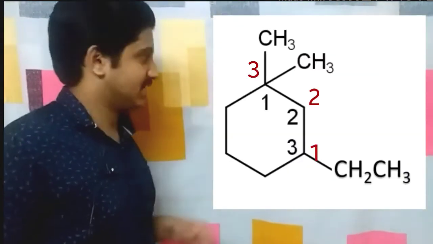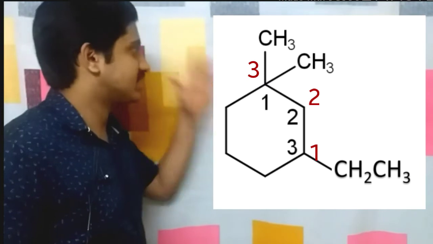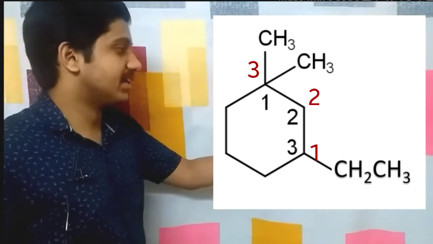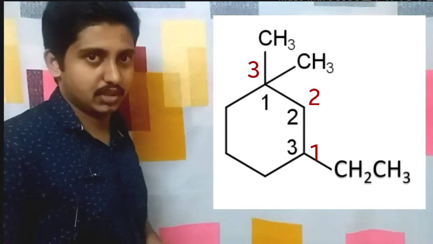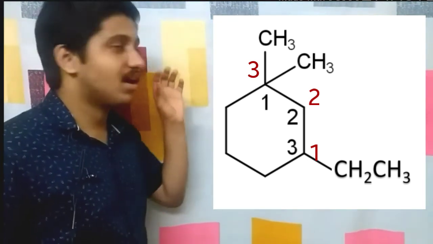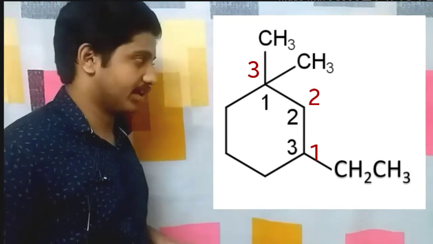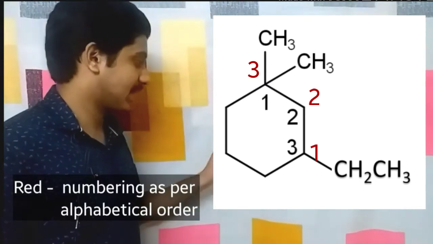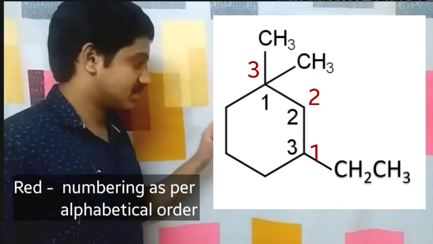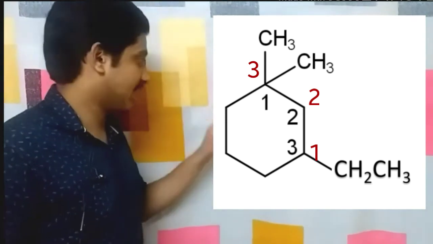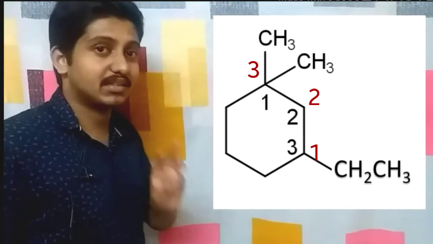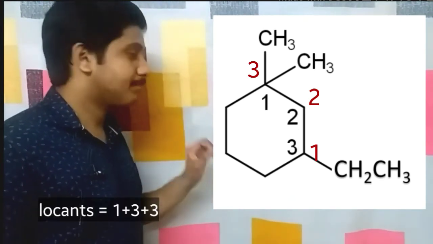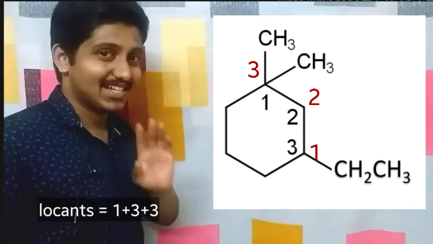Here you can see that it is a cyclohexane and we have two methyl groups at one position and an ethyl group at another position. So what will be the naming or numbering order? You can see that in the first case, if we follow the alphabetical order, ethyl gets the first position and both the methyl groups get the third position. So the set of locants will be 1 plus 3 plus 3, which is 7.